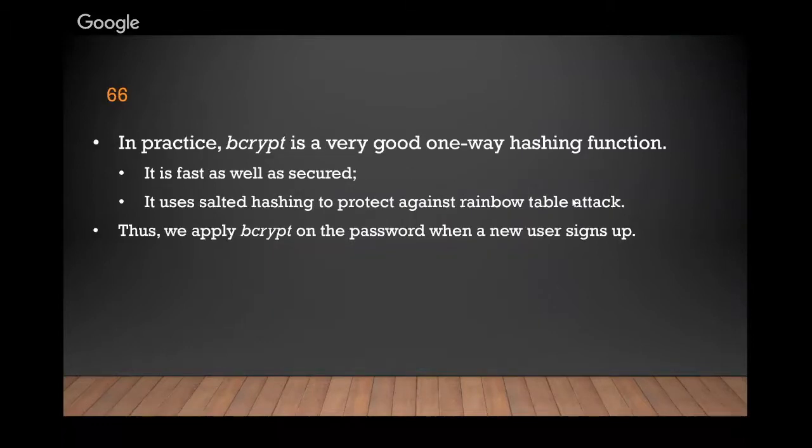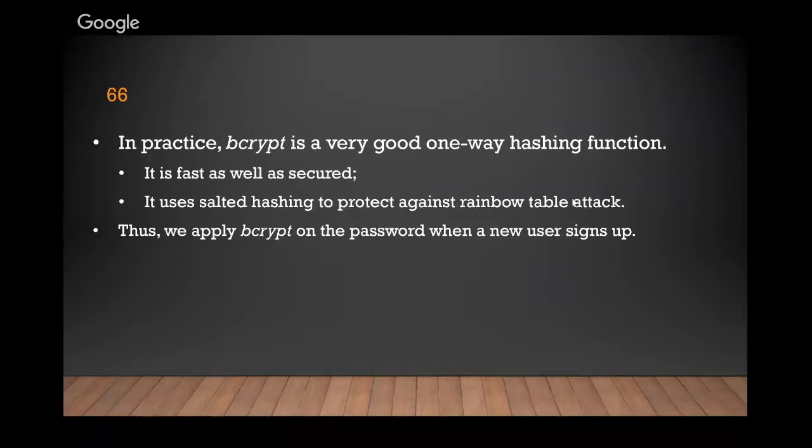Okay, so one-way hashing is a group of hashing functions. There are many hashing functions in one-way hashing, but usually we use one called bcrypt. bcrypt is one of the most famous one-way hashing functions. It's fast and also secure, because if your hashing function is very slow, then of course the performance of your website may not be good. Another thing is that it uses salt hashing to protect against the rainbow table attack.